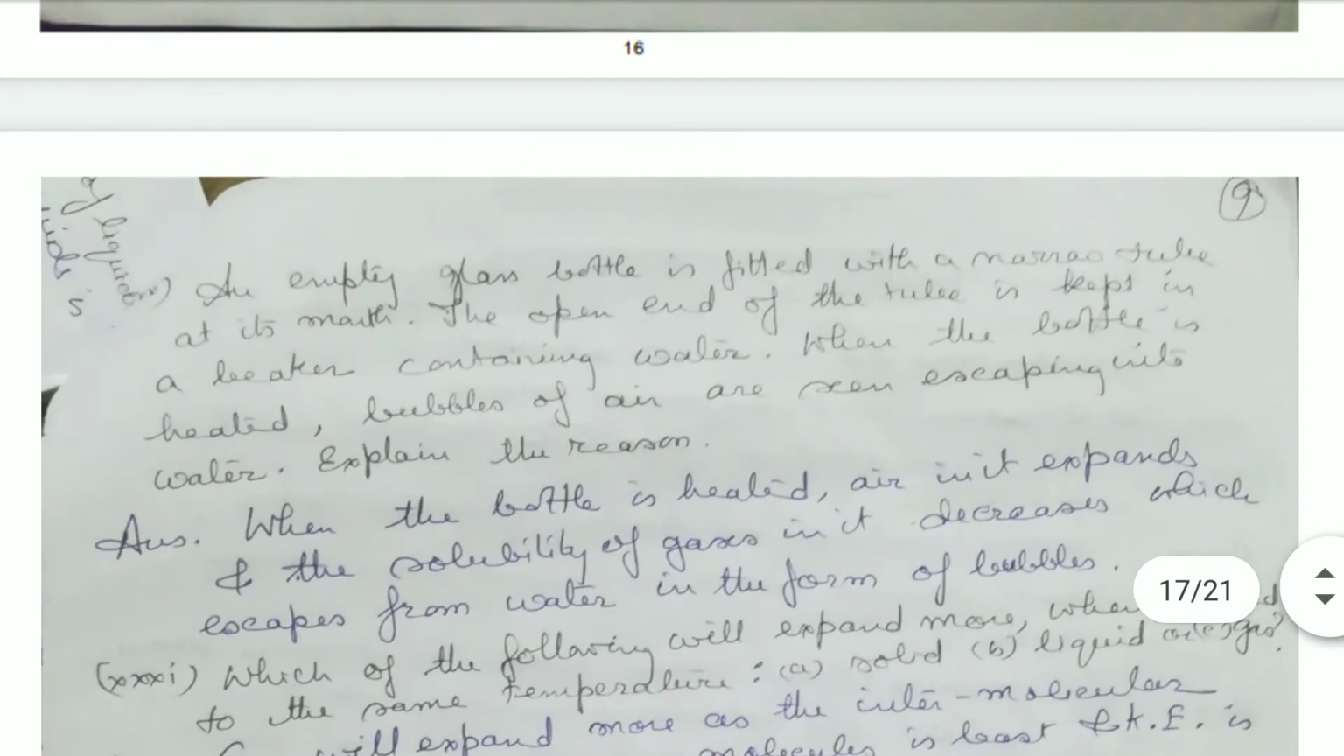Next: an empty glass bottle is fitted with a narrow tube at its mouth. The open end of the tube is kept in a beaker containing water. When the bottle is heated, the bubbles of air are seen escaping into the water. Explain the reason. So an empty glass bottle is taken, fitted with a narrow tube at its mouth. The open end of the tube is kept in a beaker which contains water. When the bottle is heated, the bubbles of air are seen escaping into the water.